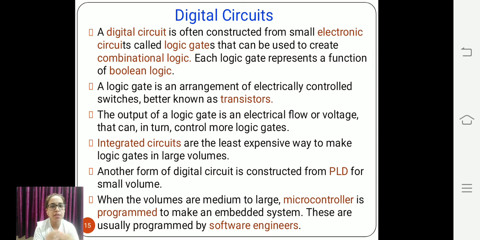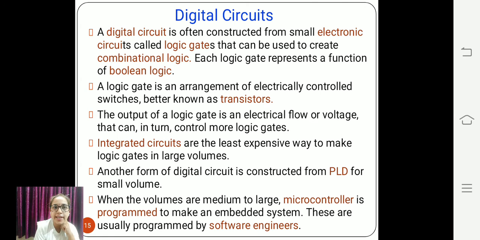According to our concept, we studied that each logic gate represents a function of Boolean logic. A logic gate is an arrangement of electrical control switches. We already discussed in the previous class that its basic component is the transistor. You know that a transistor acts as a switch. So a logic gate is an arrangement of electrical control switches, better known as transistors. Already we discussed transistors related to logic gates.